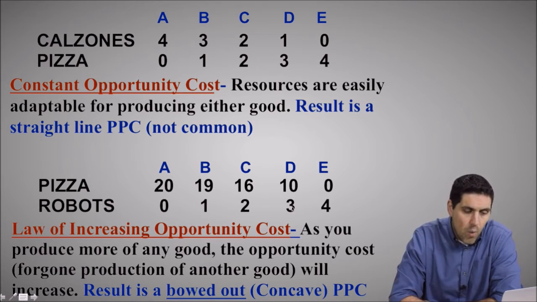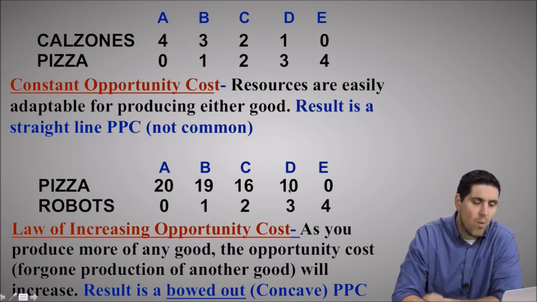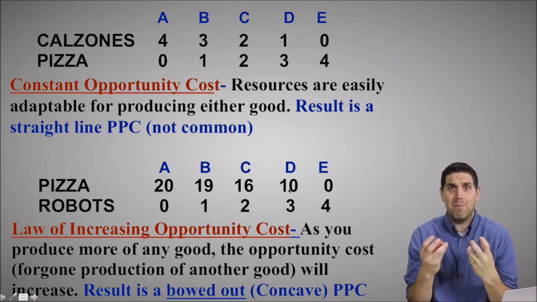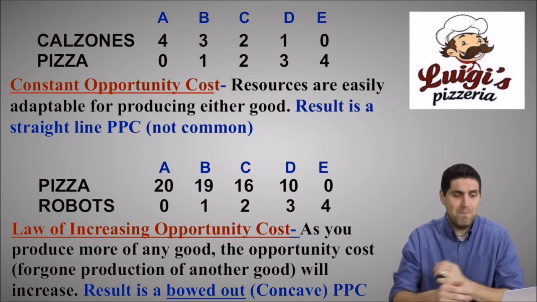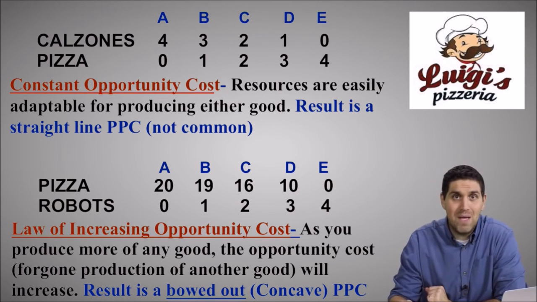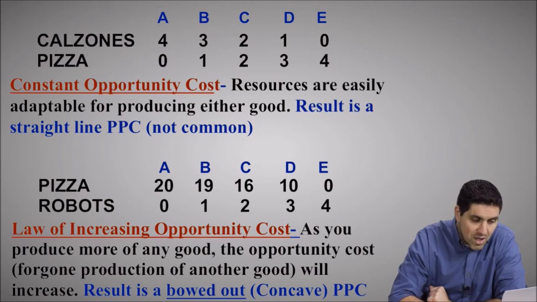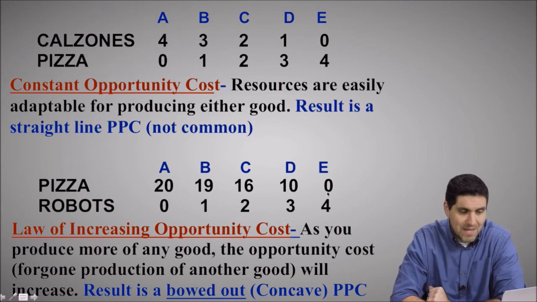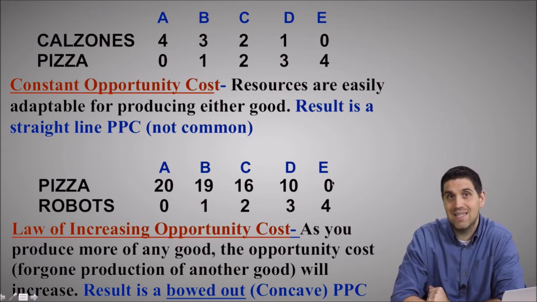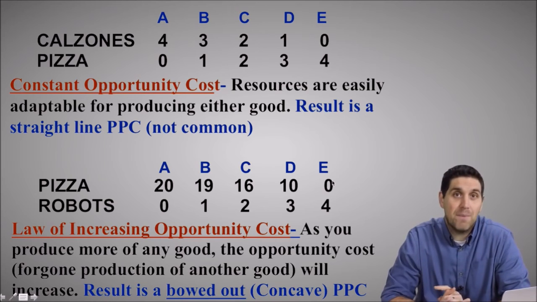For example, right here, we get only 1 more robot, but we're moving away these pizza makers, that's what their job is, right? Luigi working in the back of the pizza restaurant, he's way better at making pizzas than he is robots. So the opportunity cost is super high. Remember, it's 10 pizzas we have to give up, moving from D to E. Again, this is called increasing opportunity cost.